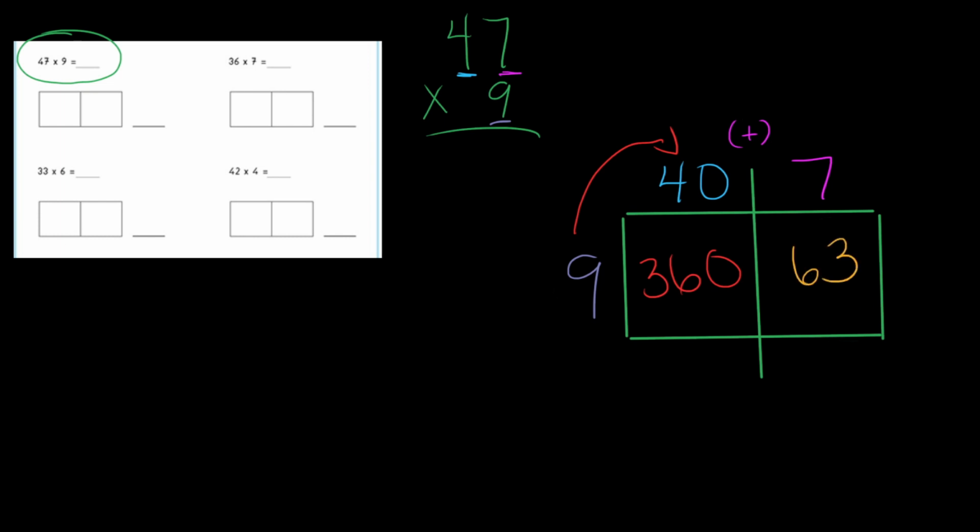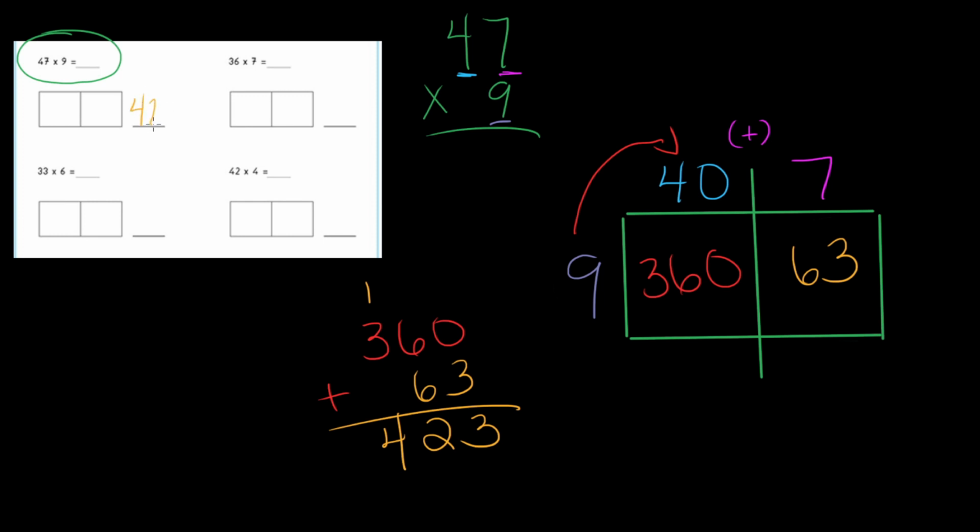So now I add my numbers together. My boxes are filled. I have 360 plus 63. And we just add those together. 3 plus 0 is 3. 6 plus 6 is 12. We're going to put down our 2 and carry our 1. 3 plus 1 is 4. So 47 times 9 is 423. Okay? And we could write our numbers in here to help us if we wanted to. Write our numbers at the top, 47. Write our number on the side. Okay?